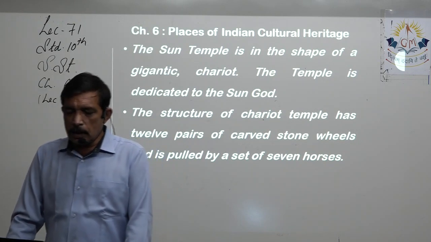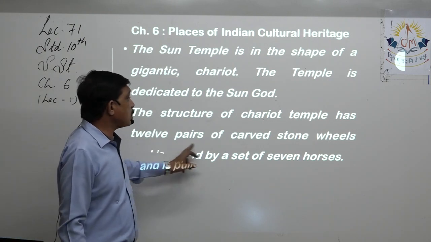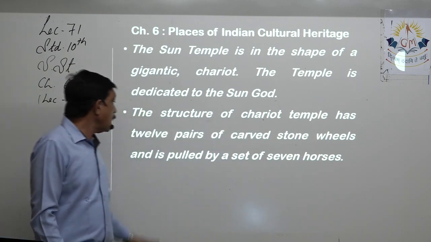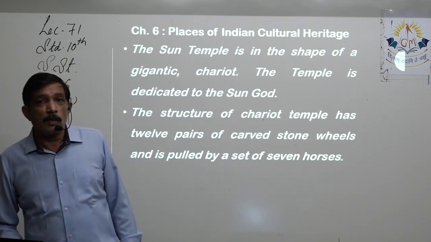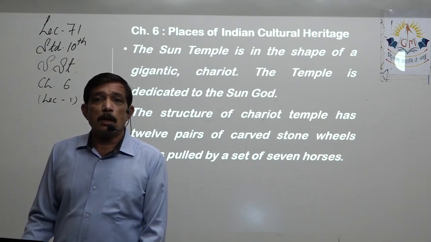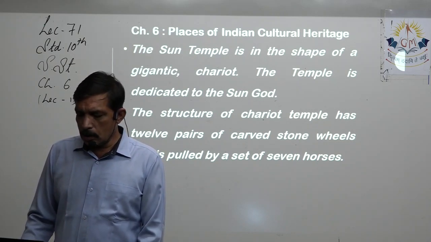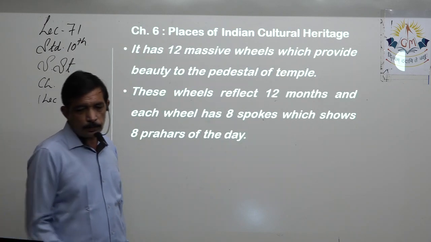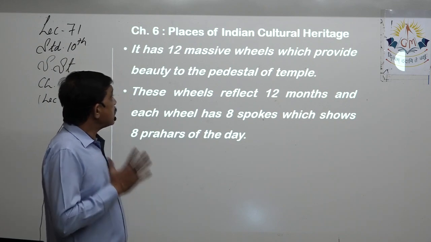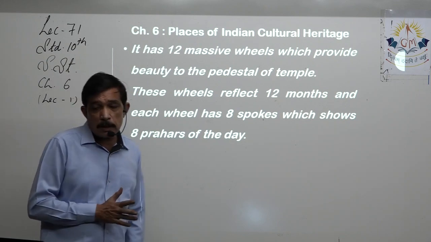And the structure of the chariot temple has 12 pairs of carved stone wheels, and is pulled by a set of 7 horses. Whole of the chariot temple is pulled by a set of 7 horses having 12 pairs of carved stone wheels. It has 12 massive wheels which provide beauty to the pedestal of the temple.